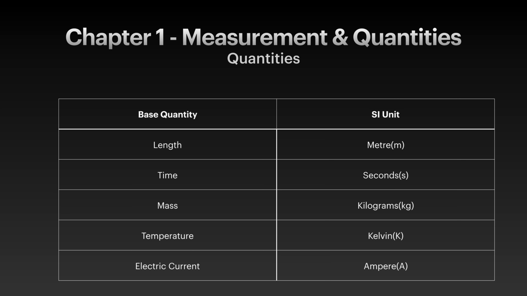In physics, we standardize our measurements using SI units, the international system. We have meter for length, second for time, kilogram for mass, Kelvin for temperature, and ampere for electric current. These are your base units. You will see them everywhere.